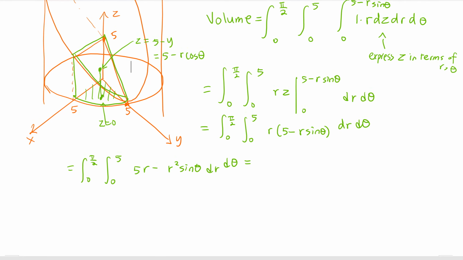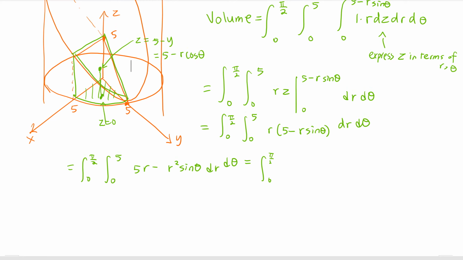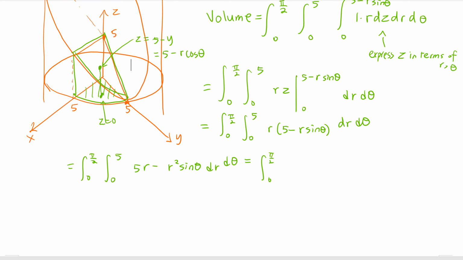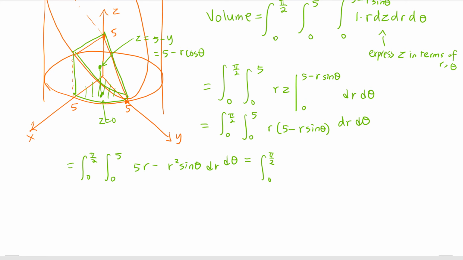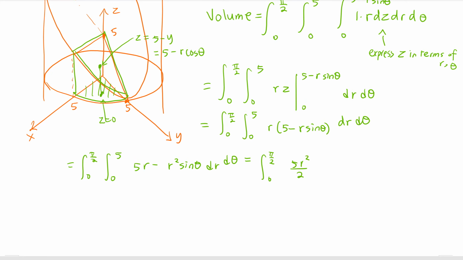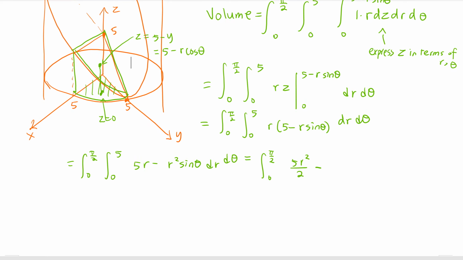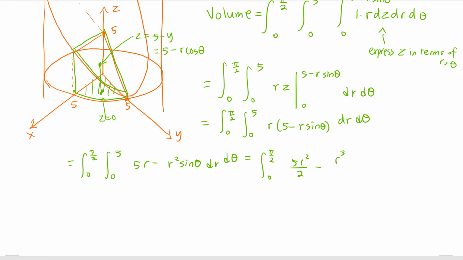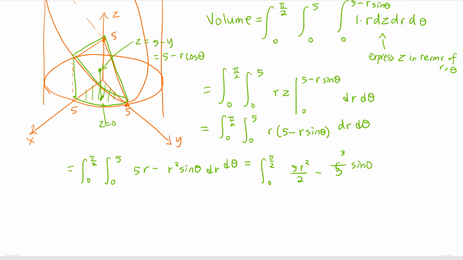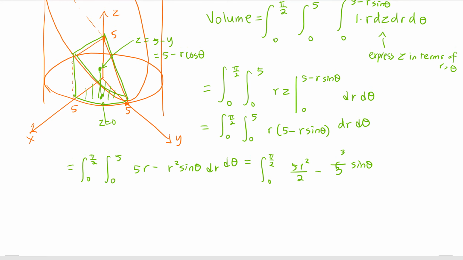And now we're ready to integrate. So when we integrate 5r, we get what? We get 5r squared over 2, and then r squared becomes r cubed over 3. We still have the sine theta. Okay.